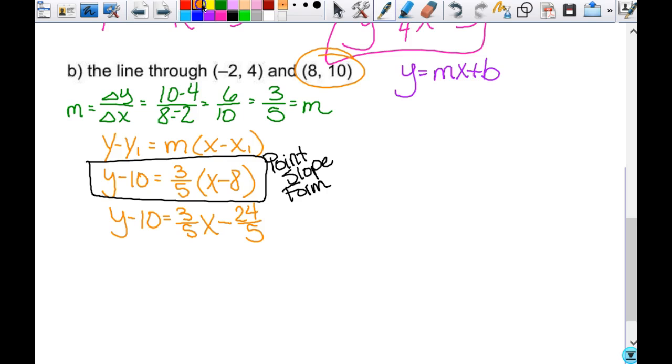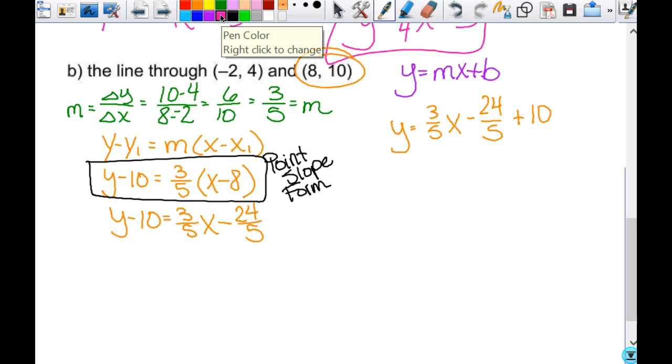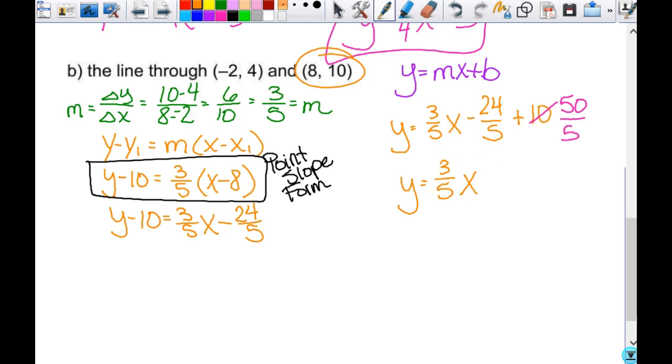So when I keep going here and I get y equals 3/5 x minus 24 over 5, I got to do the plus 10, but what do I have to do when I add fractions? Common denominator. What's my common denominator going to be? 5. So what does this give me? 50 over 5. So that means that y equals 3/5 x plus 26 over 5.